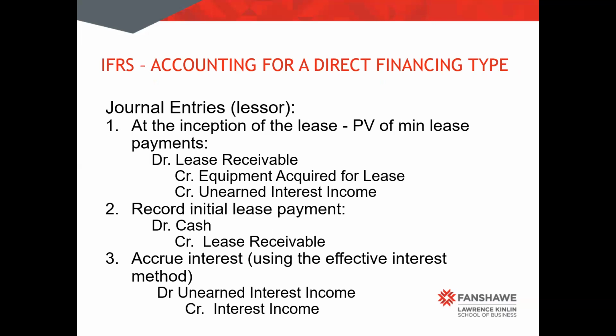Under IFRS for a direct financing type, on the lessor side, the person or organization that bought the equipment to lease out to a company, they would debit the lease receivable, credit the equipment acquired for lease, credit unearned interest income. They would earn that interest over time under point 3. And then as the lease payments are received, the debit to cash and reduce the lease receivable accordingly.